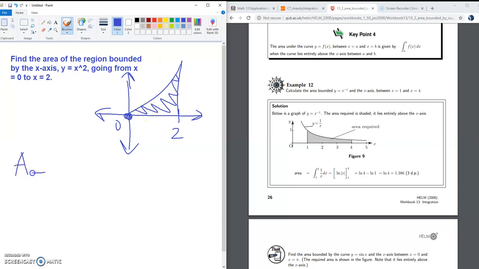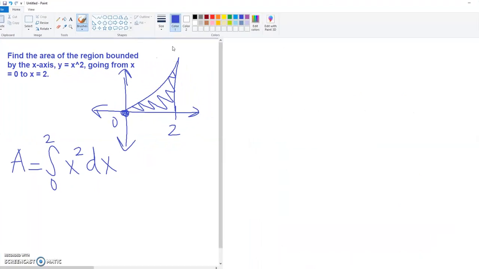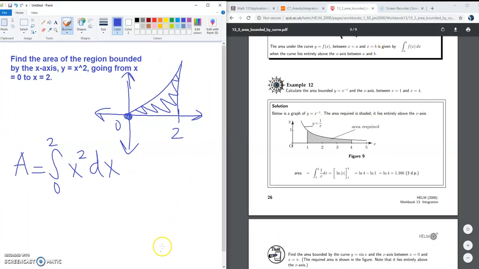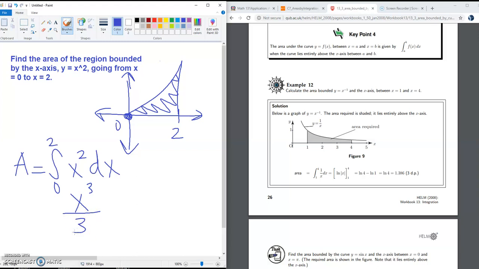So we have our formula: A equal to the integral from 0 to 2 of f of x, or just x squared, dx. And just integrate by undoing the power rule. When we undo the power rule, we add 1 to the original exponent, so that would be x cubed, and we divide by the new exponent, 3. And that's going from 0 to 2.